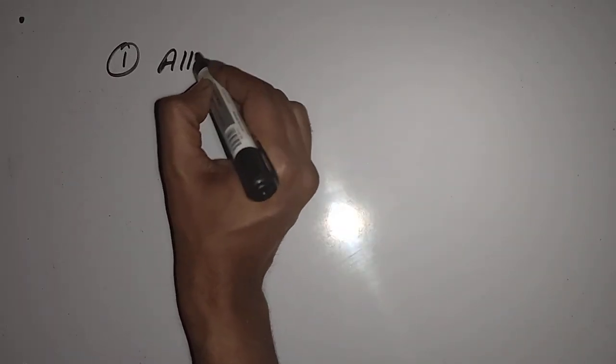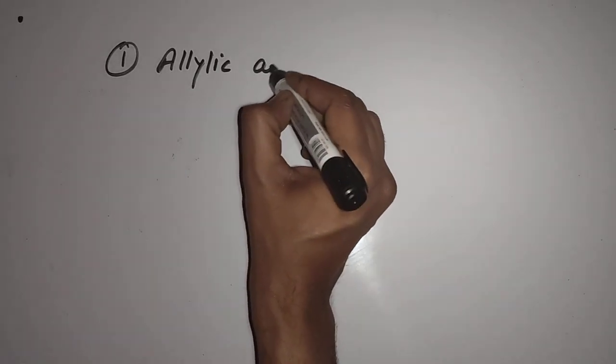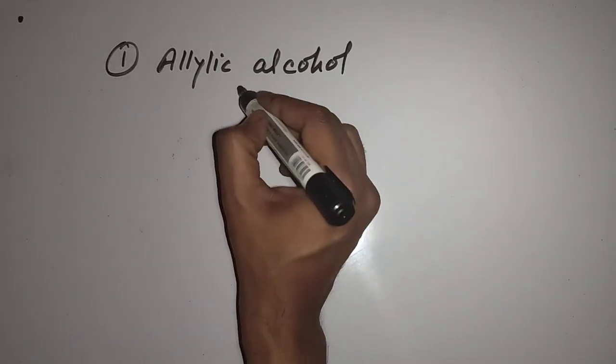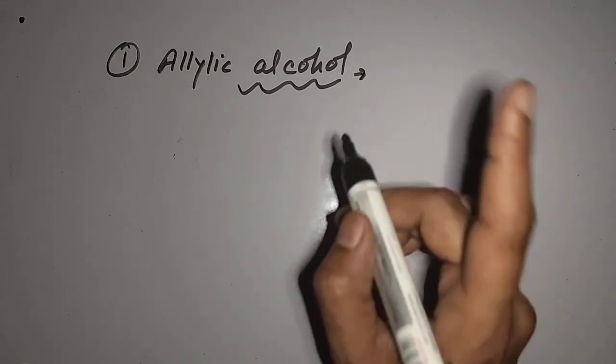Now next types, allylic alcohols. What are allylic alcohols?